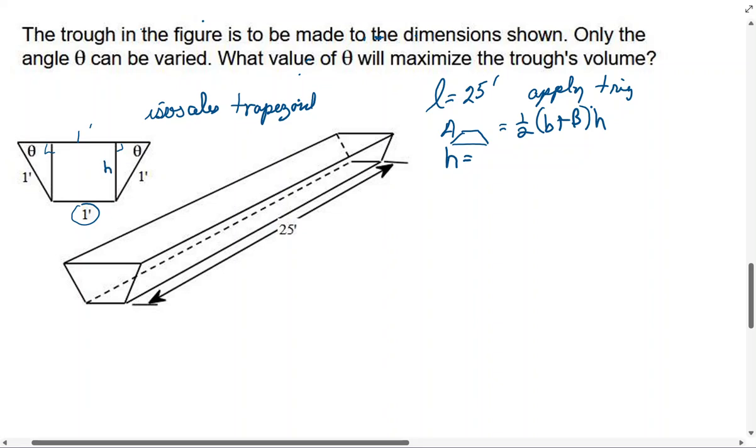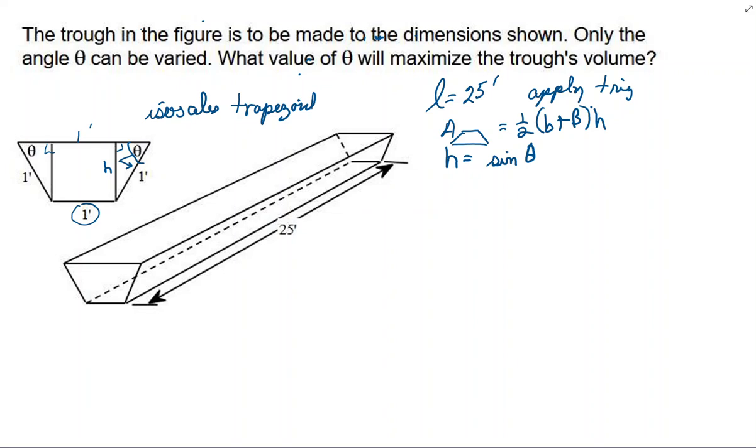Right here. And here's our theta, because we want to find what value of theta would maximize the trough volume. So theta is opposite over hypotenuse, isn't it? Sine. Is that good? All right. So I have the height in terms of sine.